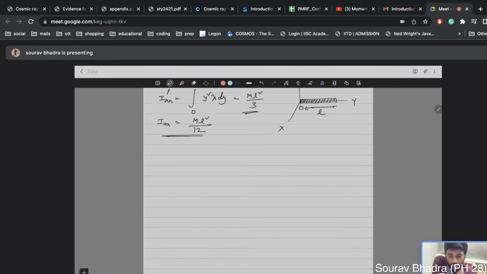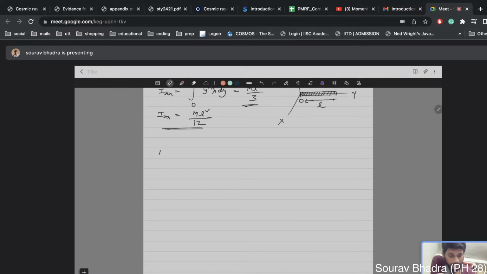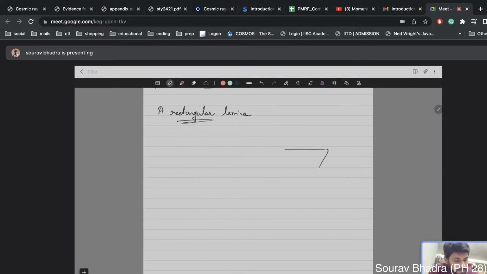Now we will do a rectangular lamina. All these results are very important. If it is possible for you, I will ask you to remember that ml square by 12 is for a rod. So try to remember this. Now a rectangular lamina, which means a rectangular sheet.